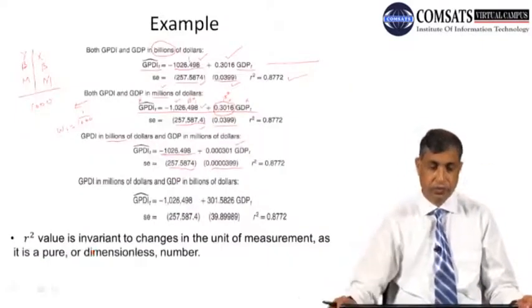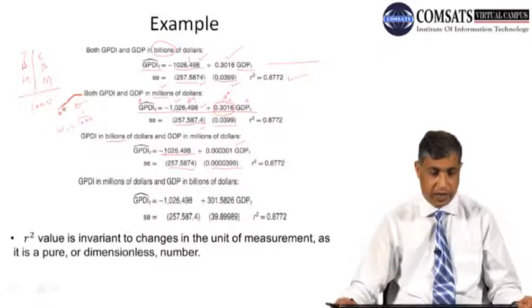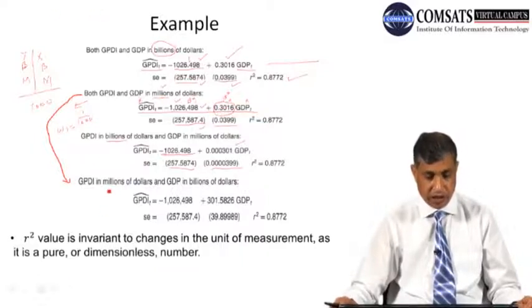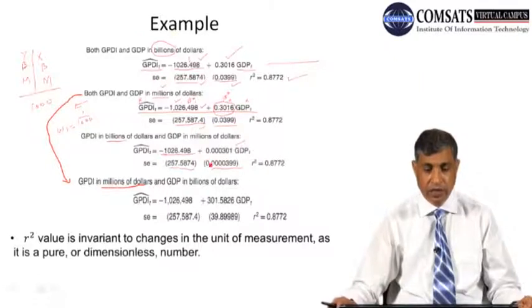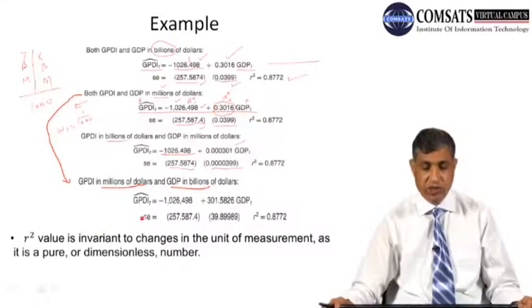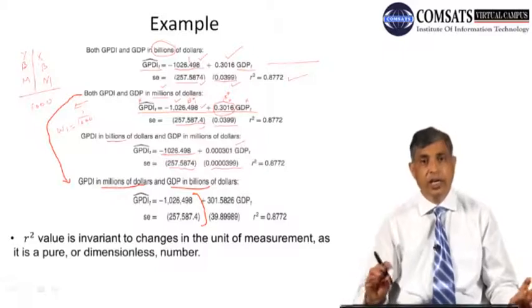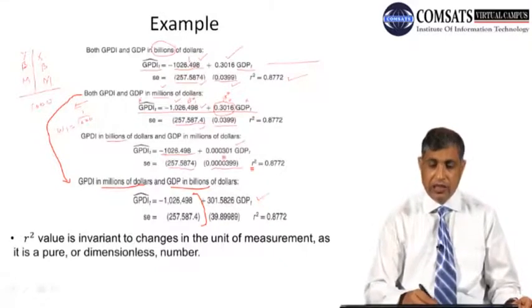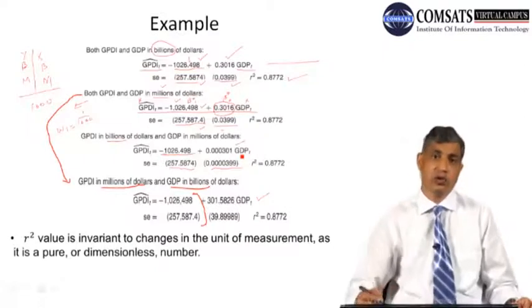So coming to here, now compare this one with this one. This was in million. You kept the GDP in millions of dollars, and now it is in billions of dollars. So what is the situation? We thought that there will be no change in the intercept and its standard error. But when you came from million to billion, you divided all the values by 1,000.